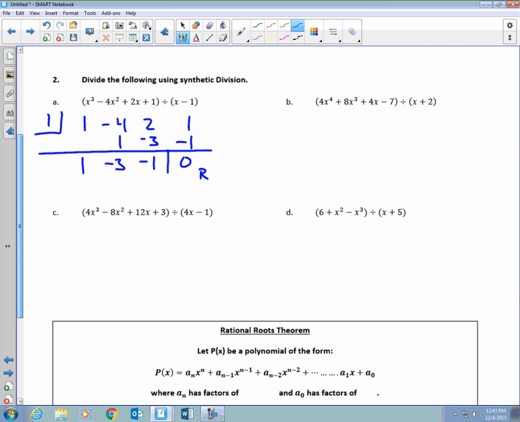So if this is the remainder, this would be the constant. That is the coefficient for the x term. This is the coefficient for the x squared term. So your final answer is x squared minus 3x minus 1, and you have no remainder. Better than long division, right?